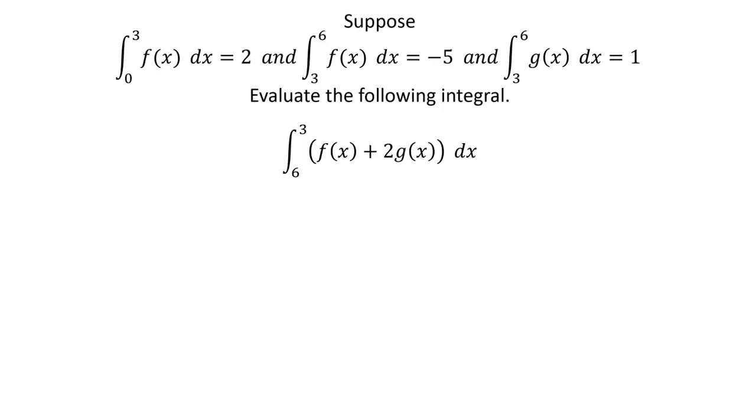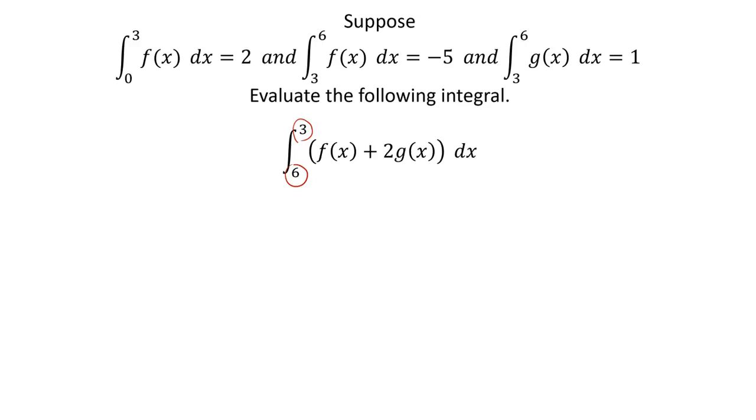So let's look at this example. Here we're told that the integral from 0 to 3 of f of x dx equals 2, the integral from 3 to 6 of f of x dx equals negative 5, and the integral from 3 to 6 of g of x dx equals 1. And we're asked to evaluate the integral from 6 to 3 of f of x plus 2 g of x dx. We're given the value of the integral from 3 to 6 of f of x dx, and we're given the value of the integral from 3 to 6 of g of x dx. But we're not given the value of the integral from 6 to 3. We're given the value of the integrals from 3 to 6.